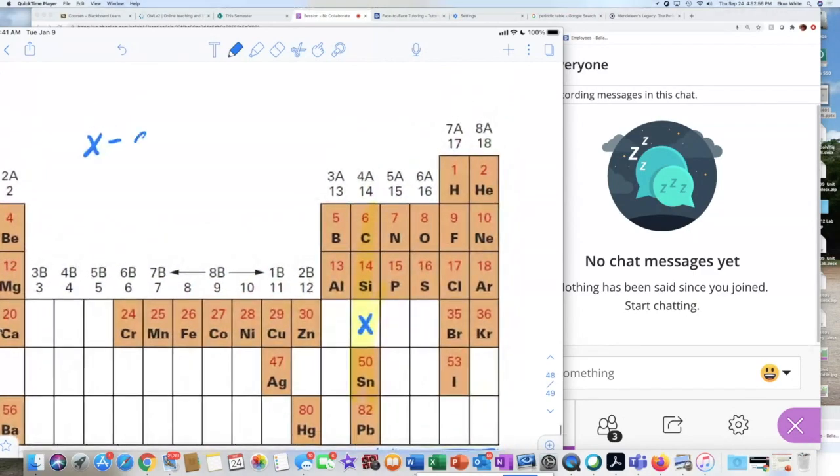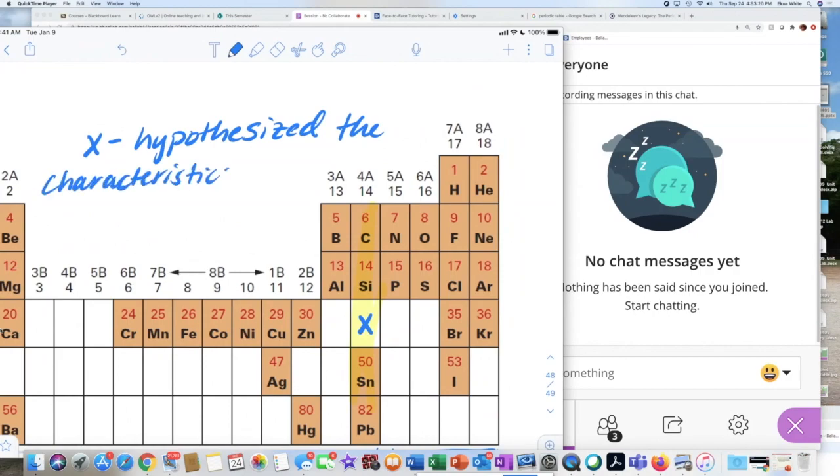So Mendeleev guessed. Now, we don't use the term guessed, that looks so floppy. We just say hypothesize. It sounds a lot better. Hypothesize. That's when you're really guessing, but you got a lot of evidence. He hypothesized the characteristics of the unknown element before it was discovered.